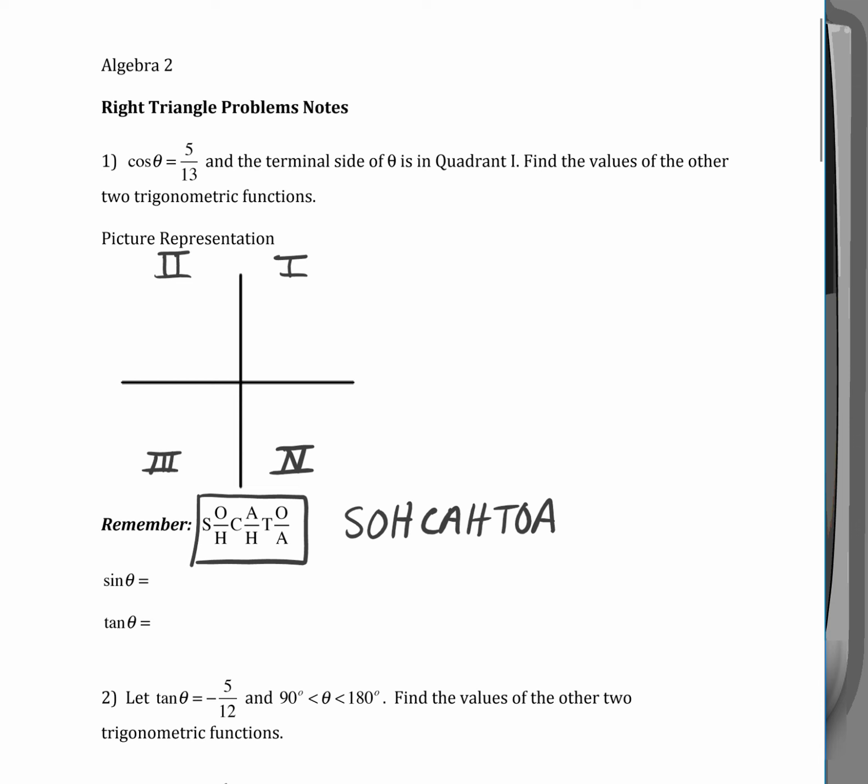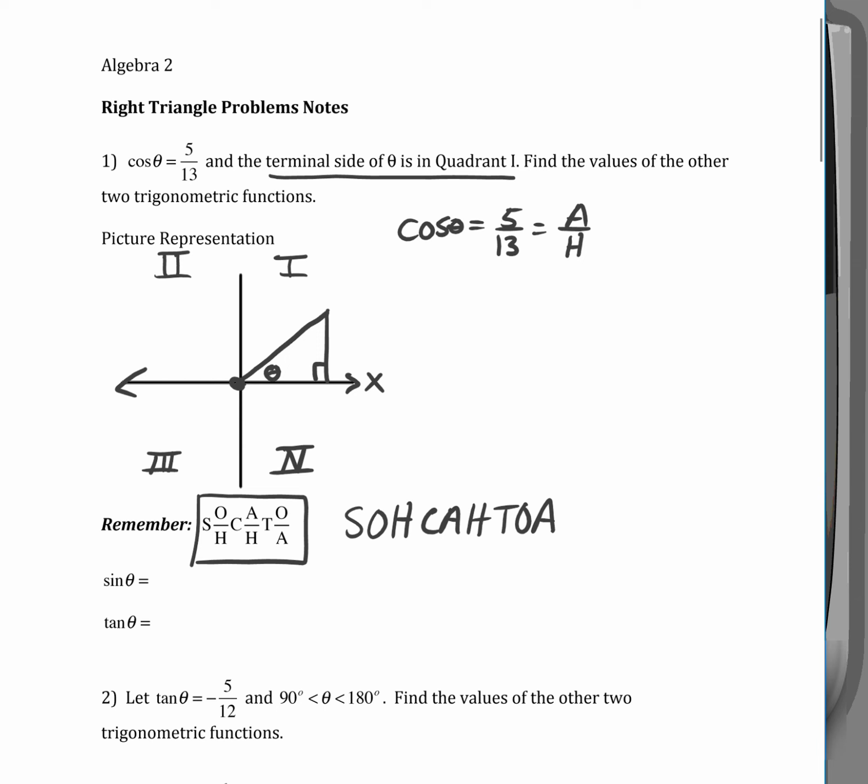In the first one, it's telling us the terminal side of our angle is in quadrant 1. So we're going to make the angle. Remember, the angle is made with the x-axis, so we're always going to draw a triangle attached to the x-axis, which is here. And theta is going to be the bottom angle attached at the origin. So cosine is 5 over 13. That is our adjacent over hypotenuse.